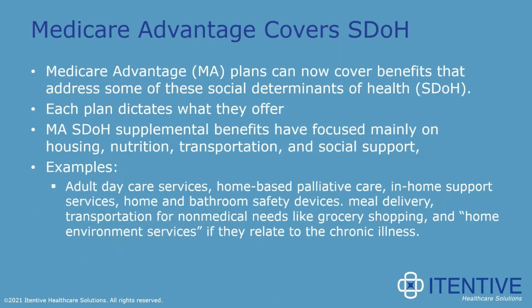Now, on the other side of the house with Medicare, MA plans are now covering benefits that address social determinants of health as well. As we know, Medicare beneficiaries enrolled in Medicare Parts A and B can choose to receive their benefits through a Medicare Advantage plan. MA plans must cover the benefits that fee-for-service Medicare covers, but they can offer additional benefits beyond that traditional coverage, known as supplemental benefits, that they get reimbursed for.